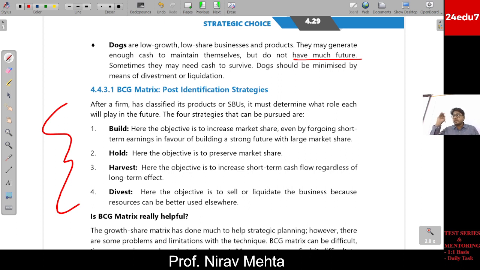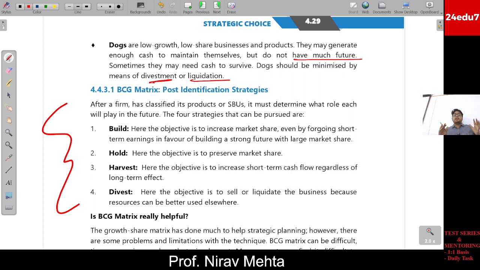Cash cow, because the cash cow is at the peak. With a cash cow, you can do multiple businesses. Dogs should be minimized. That is the BCG matrix, the portfolio identification matrix.